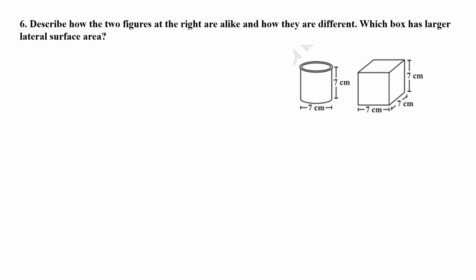Question number 6. Describe how the two figures at the right are alike and how they are different, and then you have to find which box has larger lateral surface area. So if you see both the figures, first of all, both are three-dimensional figures, and second, their height is 7 centimeter. In the first figure also height is 7 centimeter, second also it is 7 centimeter.